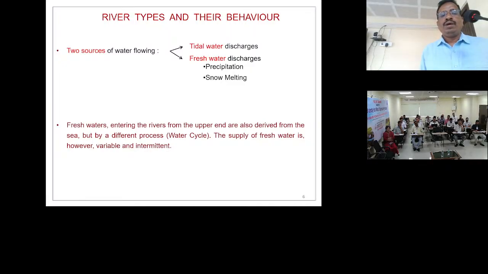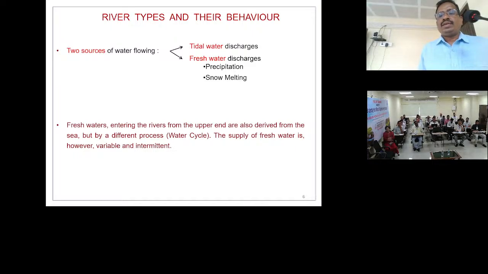There are two sources of water flowing in the riverine system. The first one is tidal water discharge. I just explained about the deltaic rivers. In these rivers, the tidal effect is also there, with water entering the rivers by the tidal effect. At the same time, the main freshet discharge is also coming from the river's upstream. Engineers have just told about the Kalpasar project. In this model, we have designed both this tidal effect and, at the same time, the main discharge.